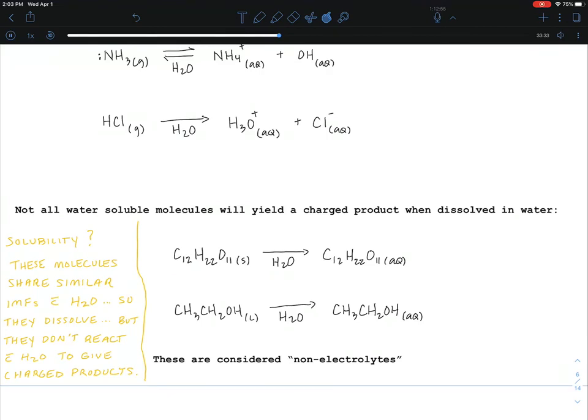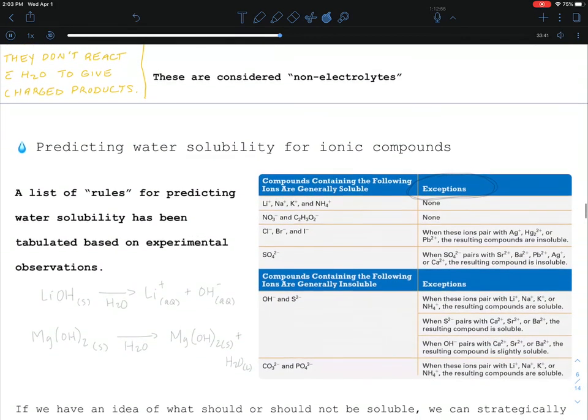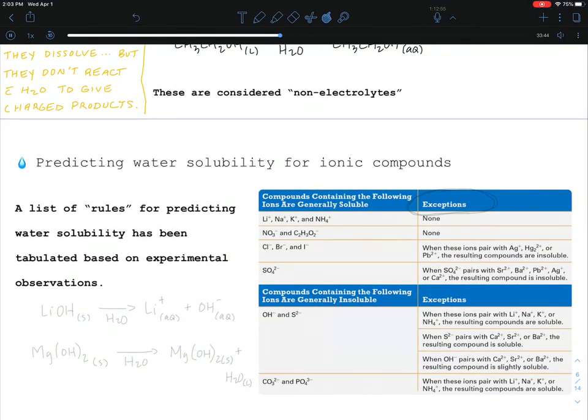So down here in this little chart, we have a whole pile of ions where if I had anything ionically coordinated with a lithium, sodium, potassium, or ammonium ion, it would be soluble in general, with no exceptions. If I've got a nitrate or an acetate, I've got a soluble compound with no exceptions. If I've got a chloride, a bromide, or an iodide, the compound will generally be soluble except when it's paired with silver, mercury, or lead ions.